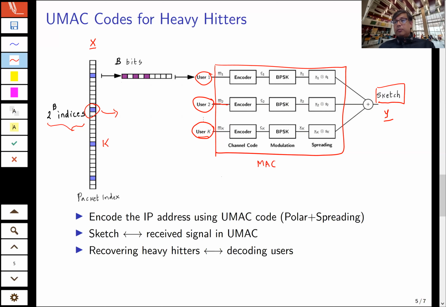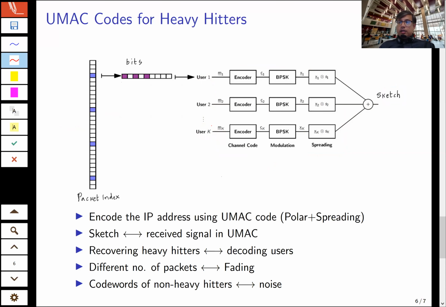I feel that this connection is quite nice, and to the best of my knowledge, this has not been explored in much detail, at least this viewpoint of thinking of using codes designed for the multiple access channel, particularly polar codes and things like this, for solving compressed sensing problems like this.